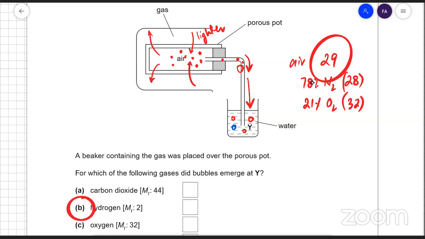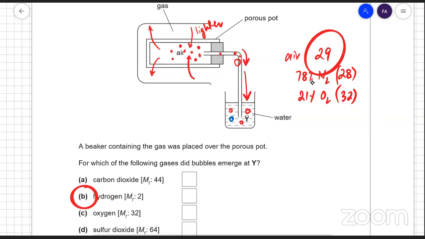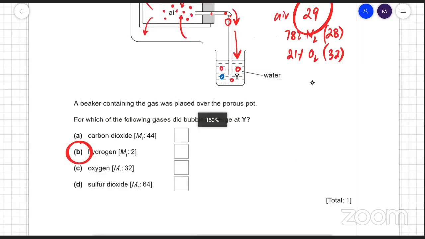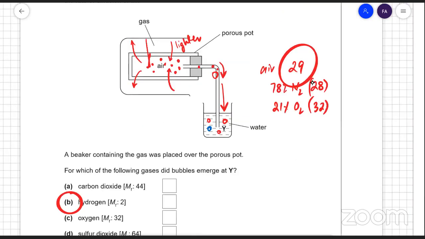So the one that I can see over here quickly is hydrogen, which is going to be a very fast gas. So it's going to diffuse into the porous spot very, very quickly. So lots of hydrogen gas would be diffusing into the porous spot at a faster rate. So there's only one outlet for the gas, and that is going to be this outlet over here. Let's move to the next part of the question.